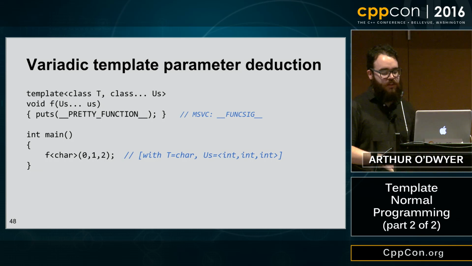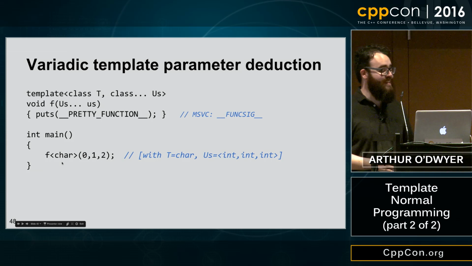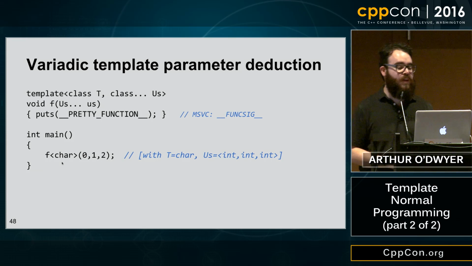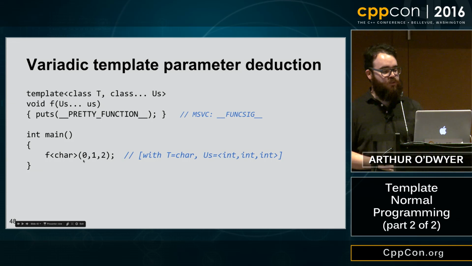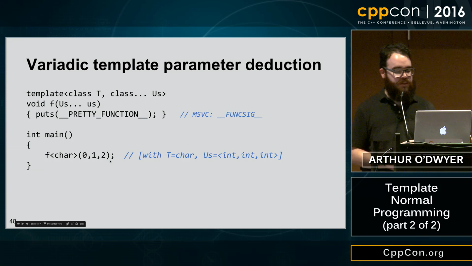So what am I telling it? Well, I'm telling it explicitly through the angle brackets that the first template parameter, which would be T, is char. Okay, I know that T is fixed as char. Then I'm going to deduce what Us are. So it looks like the first one of Us is int, and the second one is int, and the third one is int, and then we're done. Okay, cool. That's the simple case.